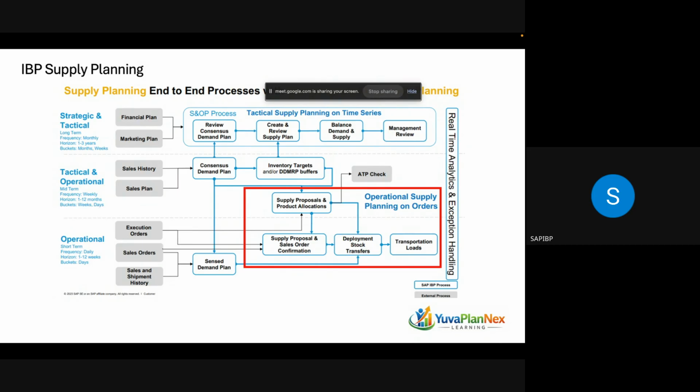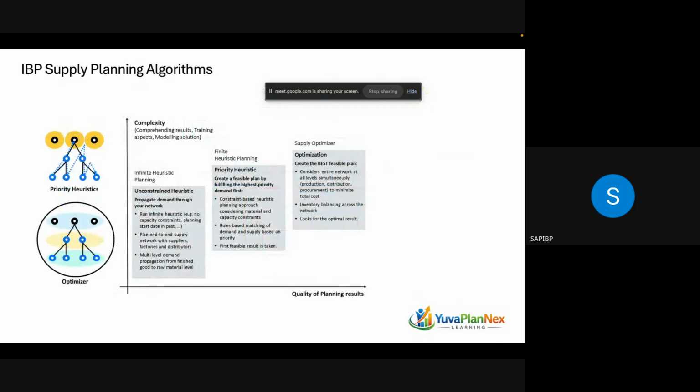That is what we call response, right? Now, for whatever supply planning you do in IBP, at the high level, we have 2 algorithms only. One is heuristic and the second one is the optimizer. Okay. Depending upon what kind of requirement you have, we'll go with the respective planning algorithm.